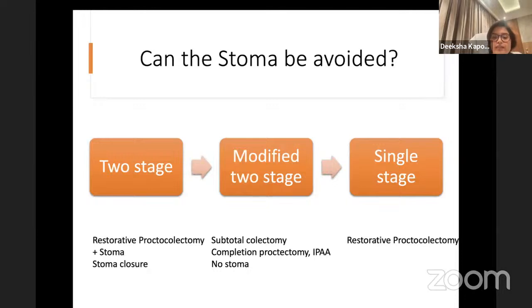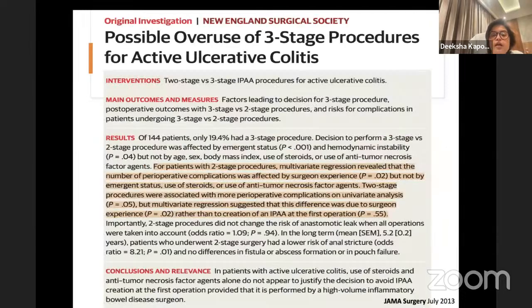So like I said, let's leave the three-stage behind. Whenever we are looking at two-stage, we are looking at two ways of doing it. The typical two-stage is a restorative proctocolectomy with a stoma, followed by a stoma closure, versus a modified two-stage, which is a subtotal colectomy followed by a completion proctectomy and a pouch, and no stoma. And a single stage, which is a restorative proctocolectomy.